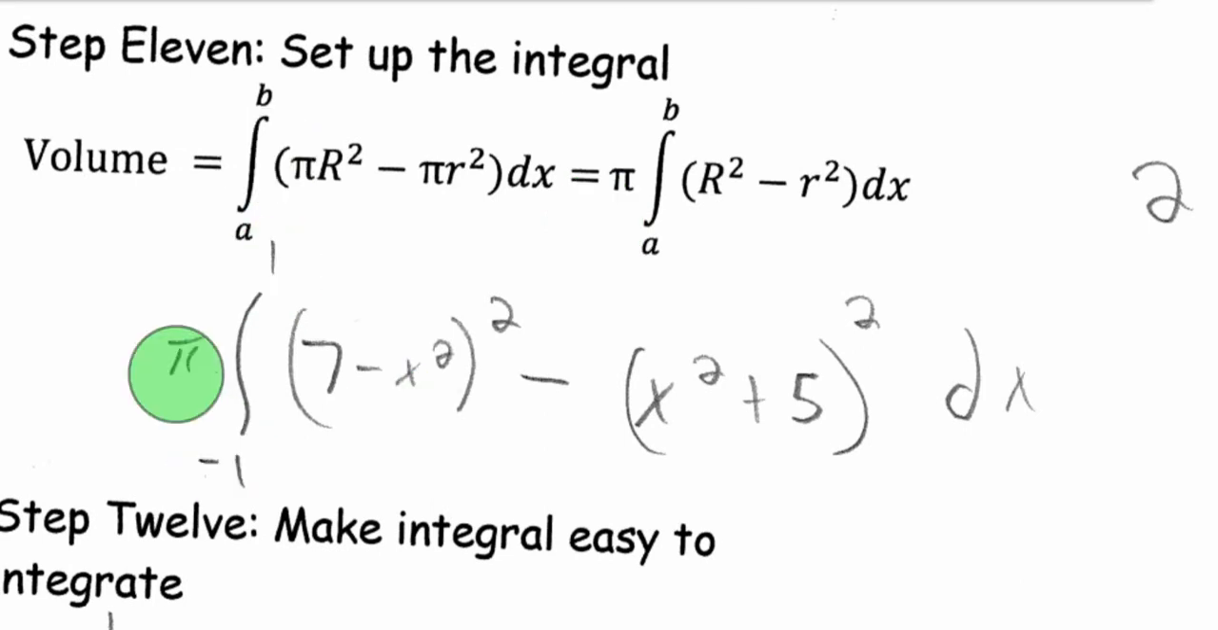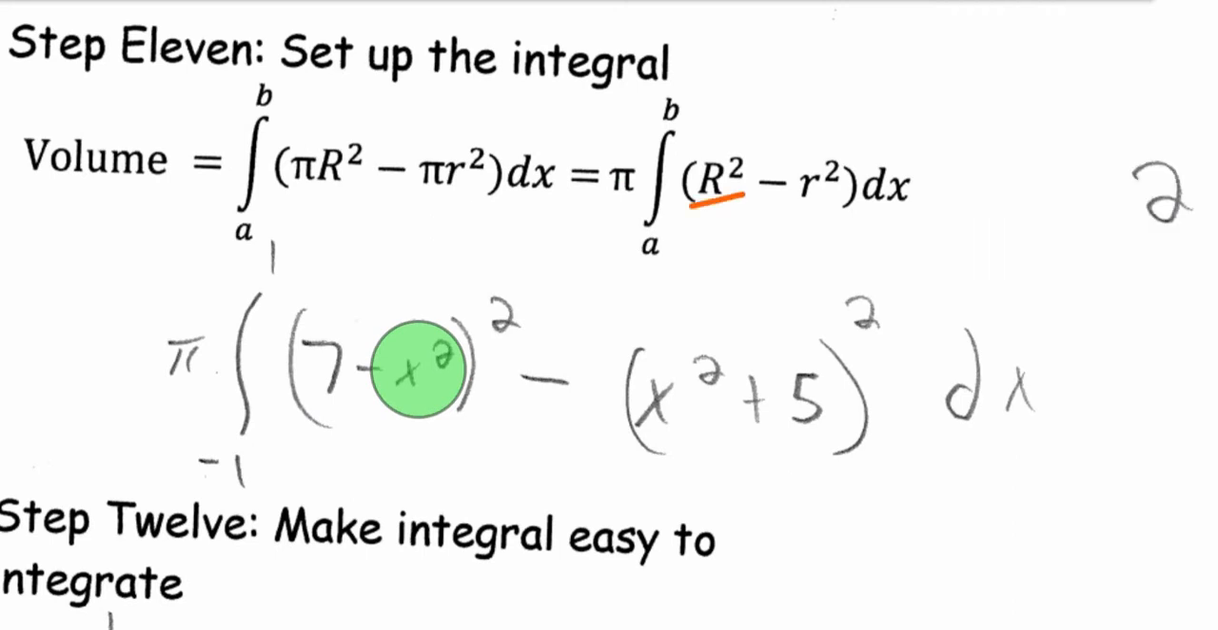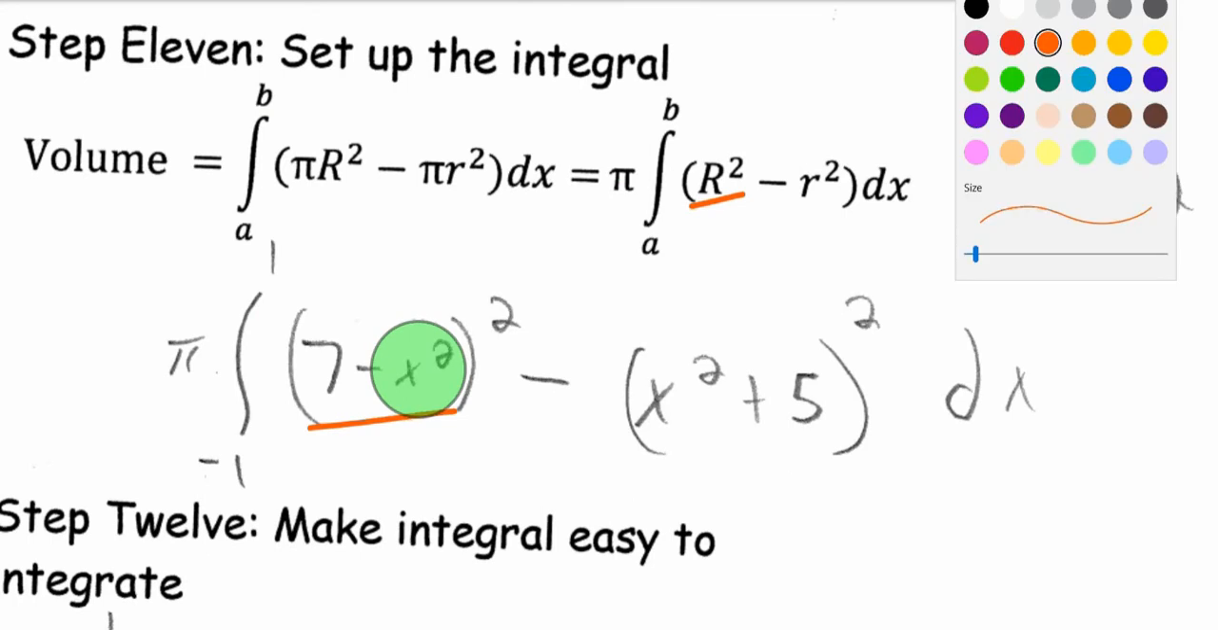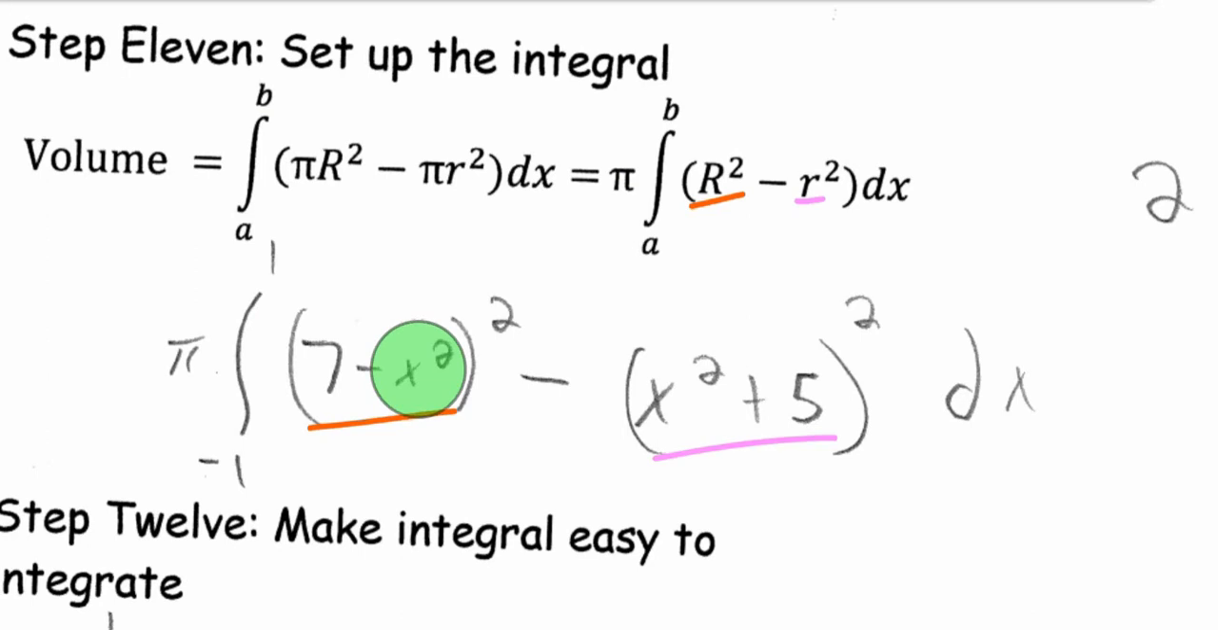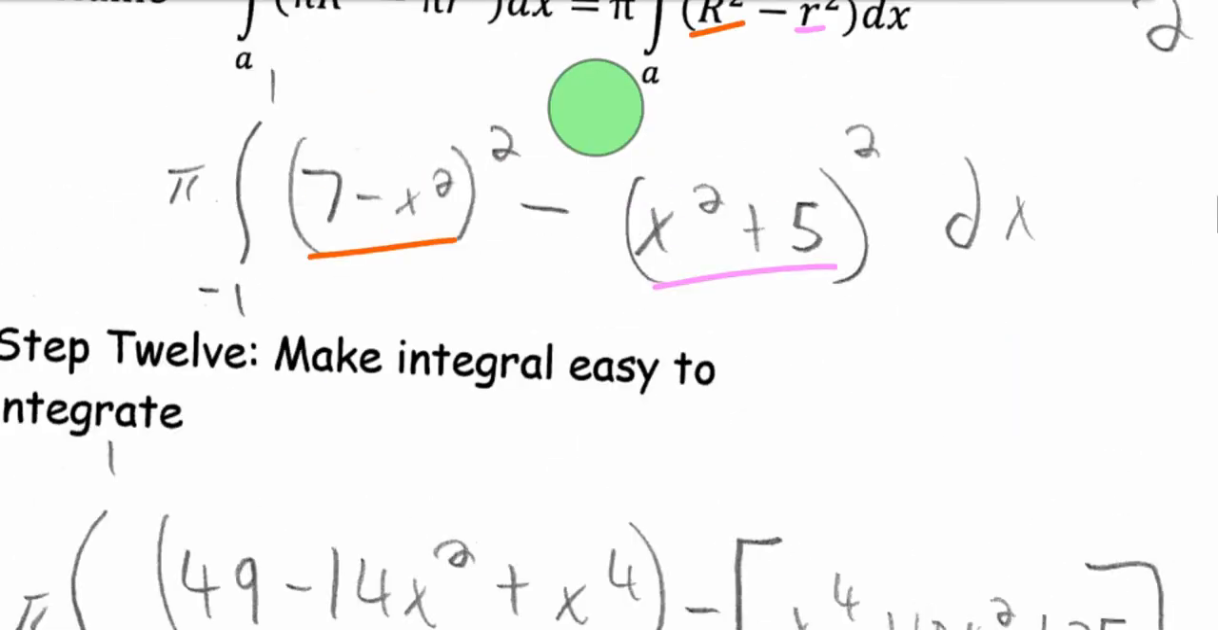Don't forget your pi. Big R squared is 7 minus x squared. So basically, let me use orange here to be consistent. Basically what we're doing here is replacing big R with 7 minus x squared. And yes, it is still being squared, so we put it in parentheses. And then for little r squared, we replace it with x squared plus 5, putting in parentheses, subtracting it, and squaring it. Don't forget dx.